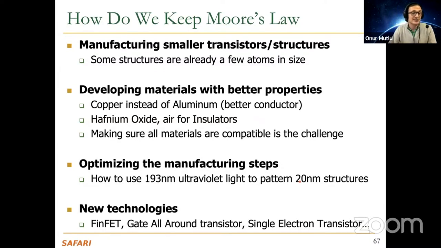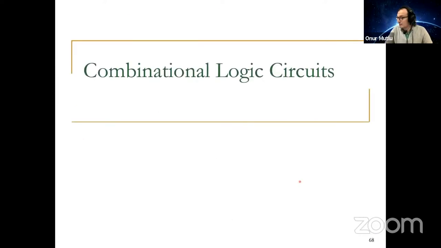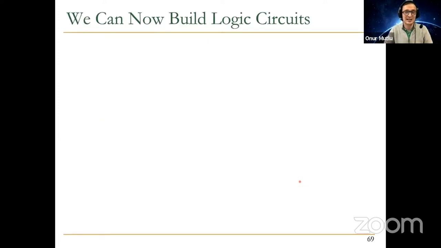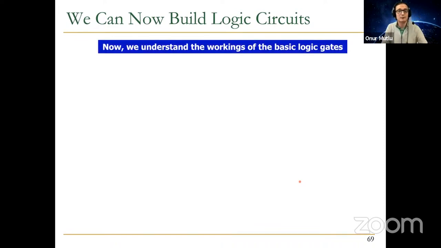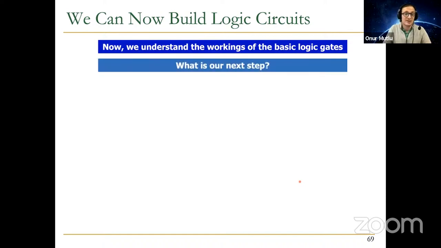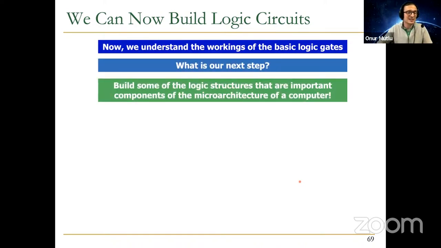And now you know that all of those transistors lead to logic gates, but they also lead to combinational logic circuits. And now for the rest of this lecture and for the next lecture, we're going to cover combinational logic circuits, which is going to be fun. Now we can build logic circuits from the basic logic gates. We understand the workings of the basic logic gates. What is our next step? Our next step is essentially to build some of the logic structures that are important components of the microarchitecture of a computer. And you've already seen some of these, actually. Remember yesterday we talked about a multiplexer and a decoder. We're going to see exactly how they're built using AND, NOT, NAND, NOR gates, for example, or XOR gates also.